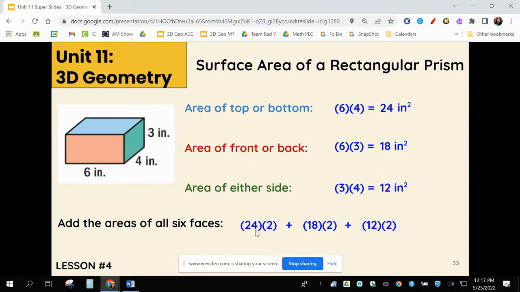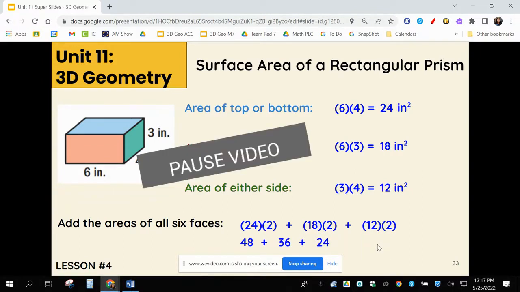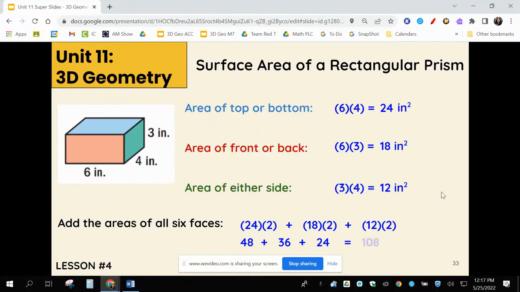So 24 times 2 is 48. 18 times 2 is 36. 12 times 2 is 24. Okay, go ahead, add those together. You can pause the video and see what the surface area is. Okay, you should have gotten 108 inches squared. Square area, so when we find the surface area, we're going to say inches squared.